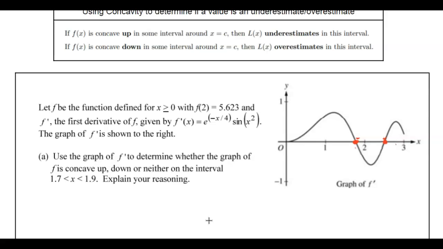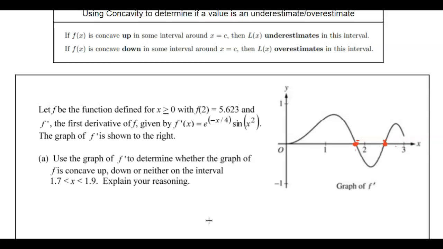So a question like this, it was a free response question, I think from 2014. And it just said, let f be this function defined by, x is greater than 0, so it's a domain restriction, telling us a specific value, and it gives us the first derivative graph and the equation. So on part A, it said, use the graph of f prime to determine whether the graph of the original f is concave up, concave down, or neither from 1.7 to 1.9. And so since they gave us the derivative, we want to know, well, where's 1.7 to 1.9? I know it's somewhere.